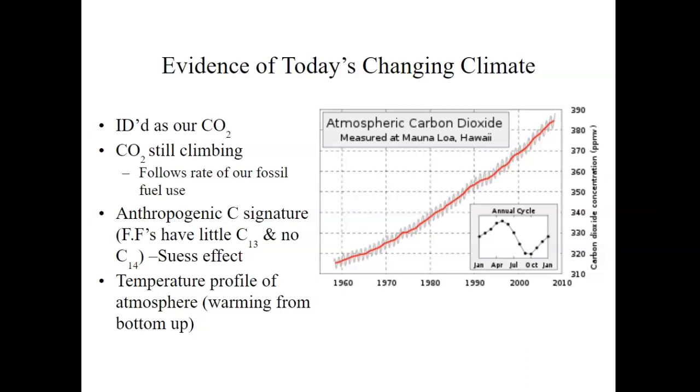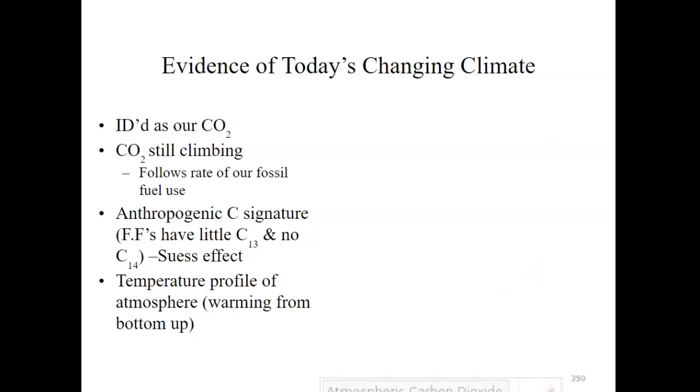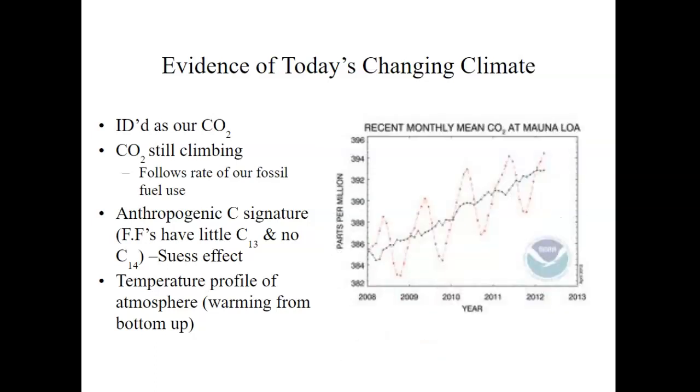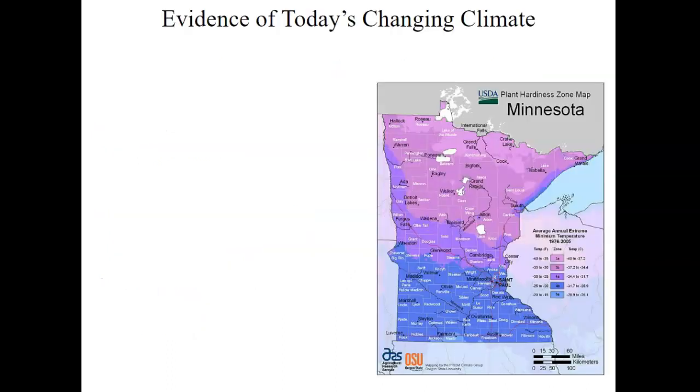We also know, of course, that the temperature profile of the atmosphere, it's warming from the bottom up, which would explain why greenhouse gas additions is why our atmosphere is warming, not because the sun is getting stronger somehow. And we've shown that present day we're at 415 parts per million now, or over that.